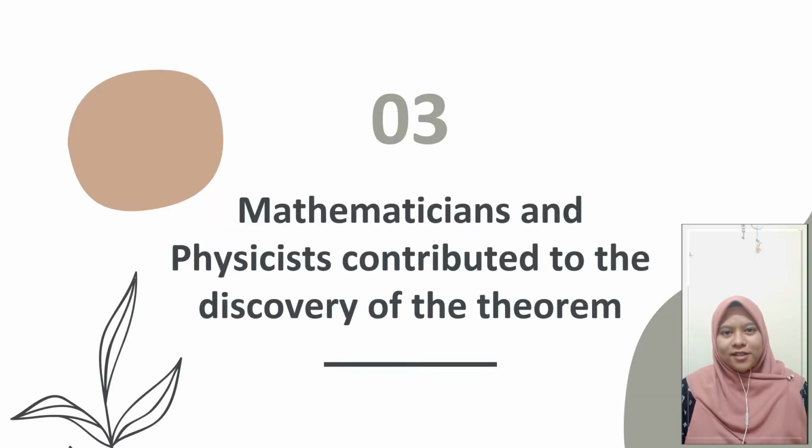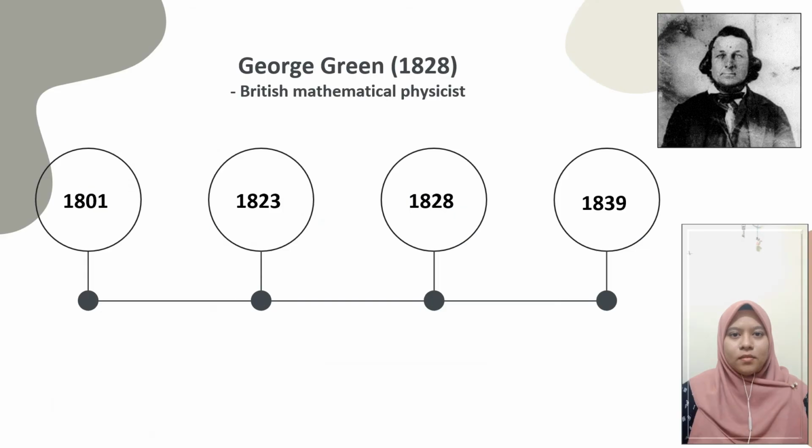Hi, my name is Nazihatul Amirah binti Fadzil, and I will introduce the mathematicians and physicists that discovered this method. The first one is George Green. He is a British mathematical physicist. In 1801, he studied at Robert Goodacre's school in Nottingham and left the school in 1802. After that, he thoroughly studied on his own.